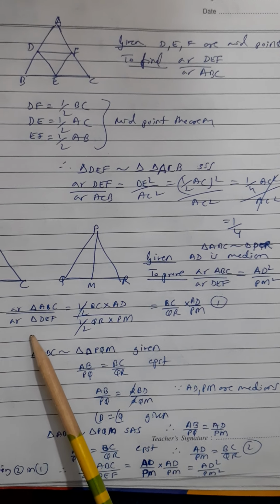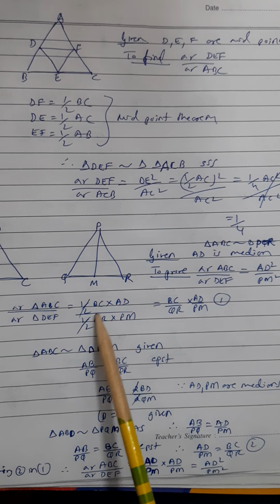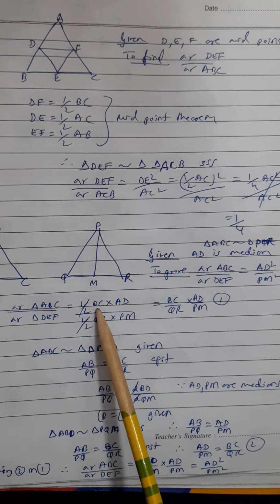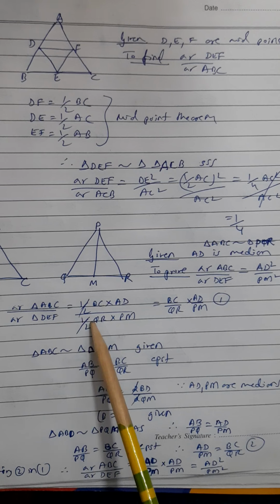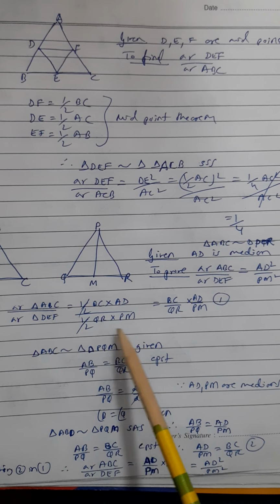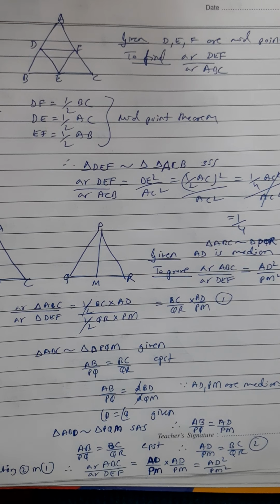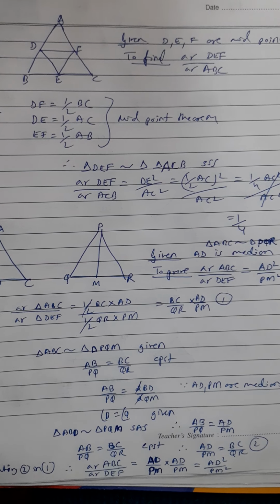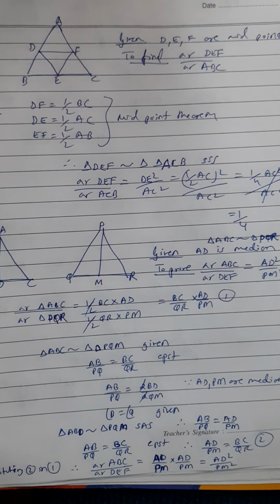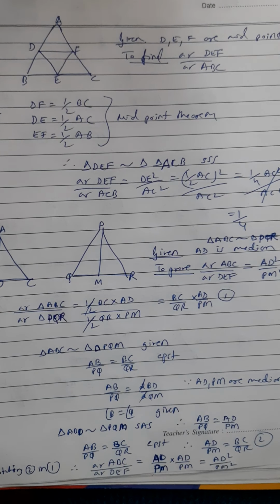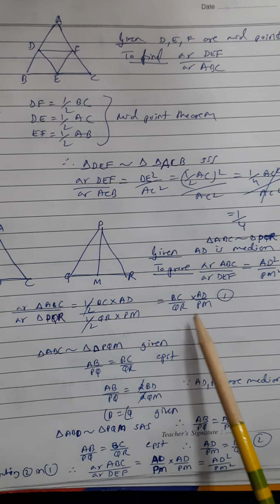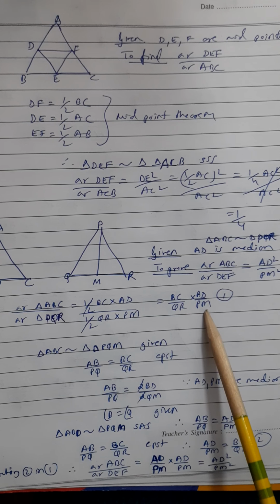So we are going to start in the traditional method by using the formula: area of triangle is half base into height. So area of ABC will be half BC into AD, and area of triangle PQR will be half QR into PM. Half is getting cancelled, so we are left with BC by QR into AD by PM.